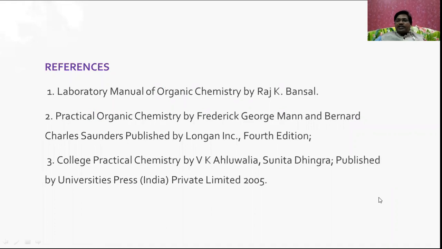Now the references for all these things are Laboratory Manual of Organic Chemistry by Raj K. Bansal; Practical Organic Chemistry by Frederick George Mann and Bernard Charles Saunders, published by Longman, 4th edition; and College Practical Chemistry by V.K. Ahluwalia and Sunita Dhingra, published by Universities Press India Private Limited in 2005. These are the references I used for preparing this.